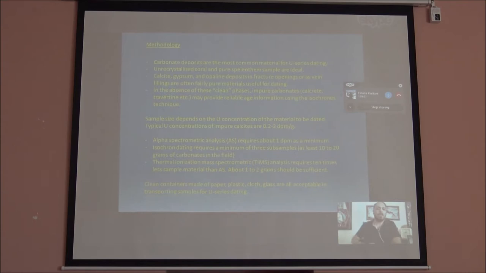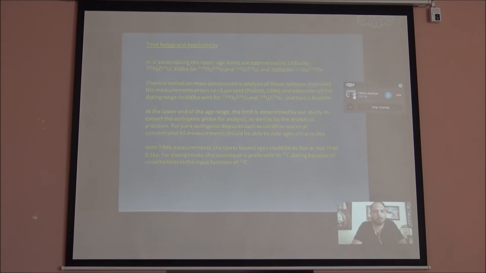The alpha spectrometric analysis requires about 1 dpm as a minimum. The isochron dating requires a minimum of 3 subsamples, which are at least 10 to 20 grams of carbonates in the field. The thermal ionization mass spectrometric, the TIMS analysis, requires 10 times less sample material than the alpha spectrometric analysis, which is about 1 to 2 grams. Containers must be made of paper, plastic, or cloth, all acceptable for transporting samples for uranium series dating.